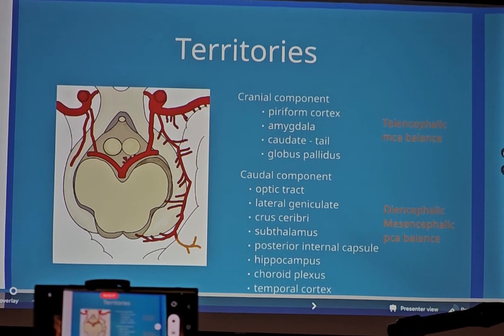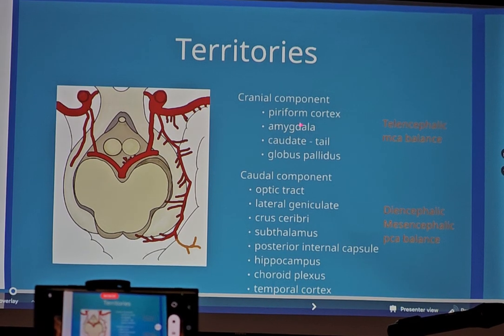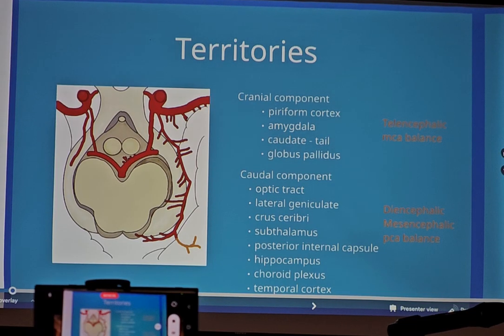So let's just go through the cranial areas that it supplies. The telencephalic structures would be the medial temporal lobe, so peripheral cortex, amygdala, and then as we get further back, the perforating arteries are going to go to the caudate tail and the globus pallidus.